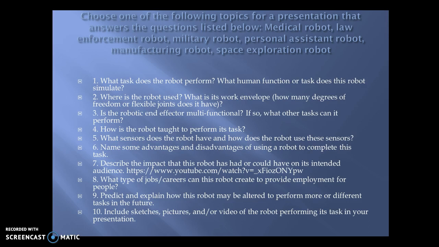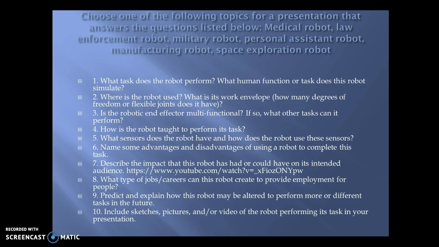Fifth guiding question, what sensors does the robot have? And how does the robot use these sensors? There are different types of sensors. There are light sensors, sonar sensors, and digital sensors, which are sometimes referred to as touch sensors. As you research this topic, hopefully you'll read a little bit more about what sensors are. You're going to be using different types of sensors when we get into programming.